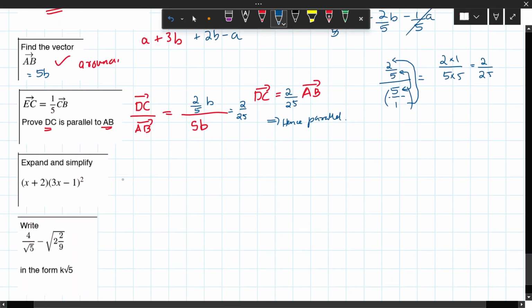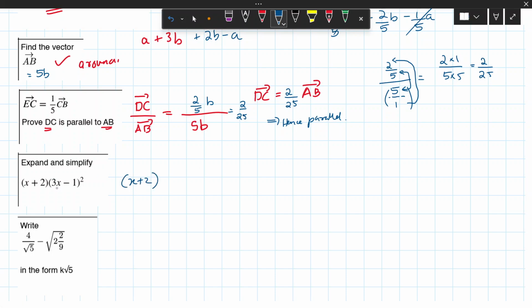Next one, expand and simplify. So we're doing (3x minus 1) squared times (x plus 2). A quicker way of expanding brackets: square the first term, that's 9x squared. Square the last term, so that's 1. So keep them as plus. Square the first term, square the last term, multiply these two together, so that's minus 3x. Double that, that'll be minus 6x. That's how you can quickly expand them. So that's 9x squared minus 6x plus 1.